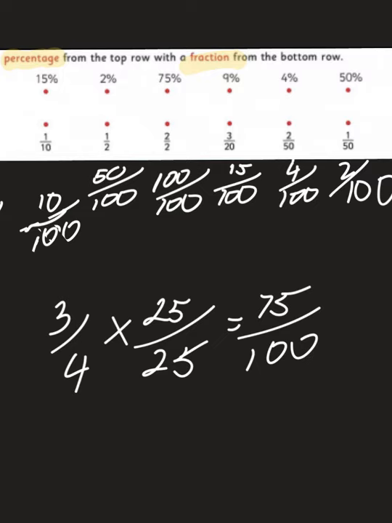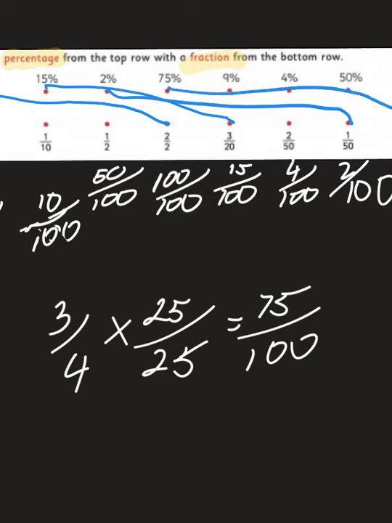So 100% is 100 over 100, 2 over 2. 15%, 15 over 100, or 3/20. 2% joins up to 1/50, 2%. 75% joins up to 3/4, which is 75 over 100. 9% goes to 9/100 over here. 4%, here we are, directly underneath, 4 over 100. And 10% joins over to the 1/10.